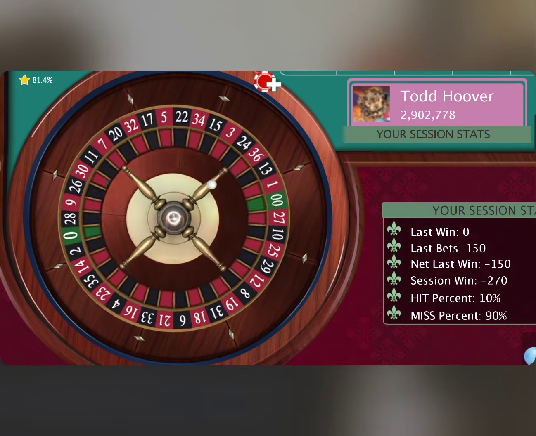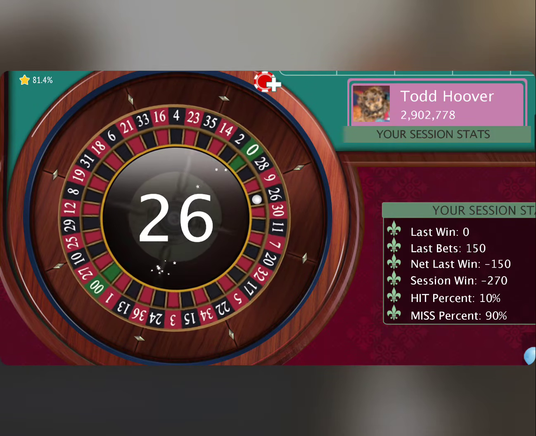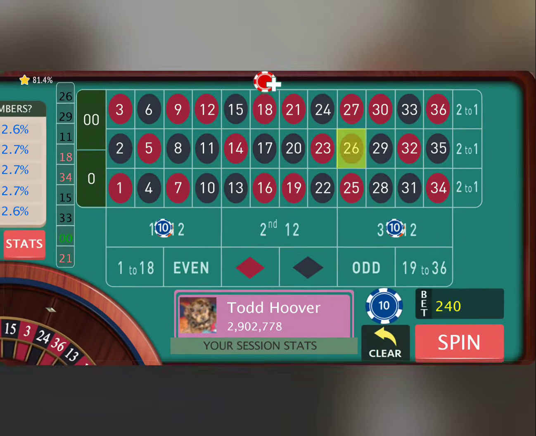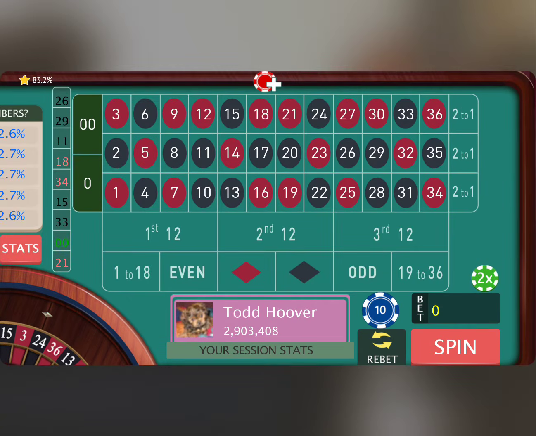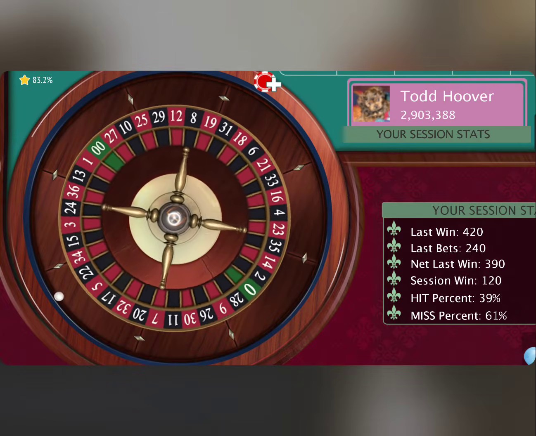Need a big hit. Big number. There we go, 26. Okay, boom. $390 win. We reached our $100 profit goal, so we can reset. So then it was 26 and 9 and 11. So we go 10 and 10, and we spin.